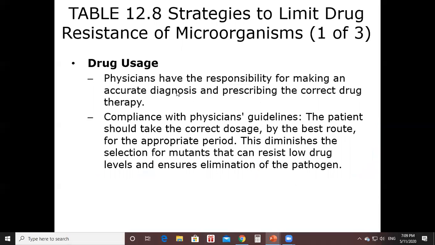One is drug usage. Physicians have the responsibility for making an accurate diagnosis and prescribing the correct drug therapy. You have the correct drug therapy, you give the drug that will kill all of them that are out there. So you kill all the ones that are out there in that particular individual. So you have to have compliance with the physician's guidelines. Once the physician has the responsibility of accurate diagnosing and prescribing, then you follow the physician's guidelines. So the patient should take the correct doses by the best route, for the appropriate period. This diminishes the selection for mutants that can resist low drug levels and ensures elimination of the pathogen.